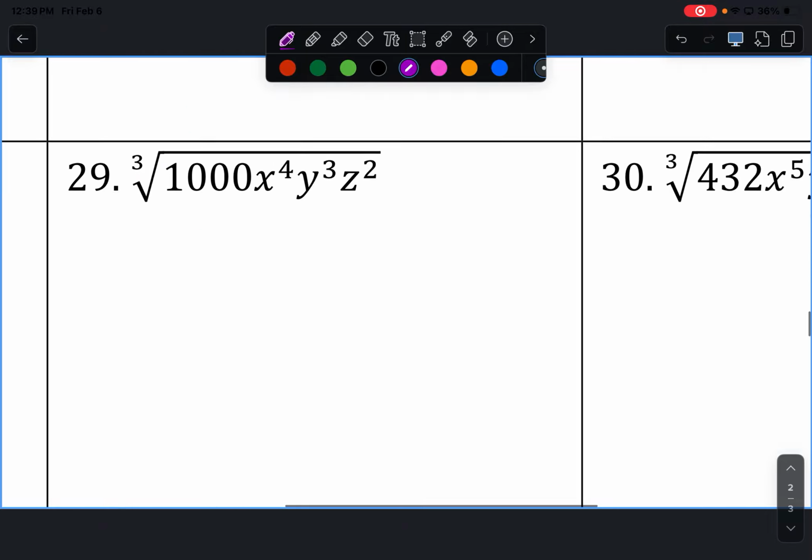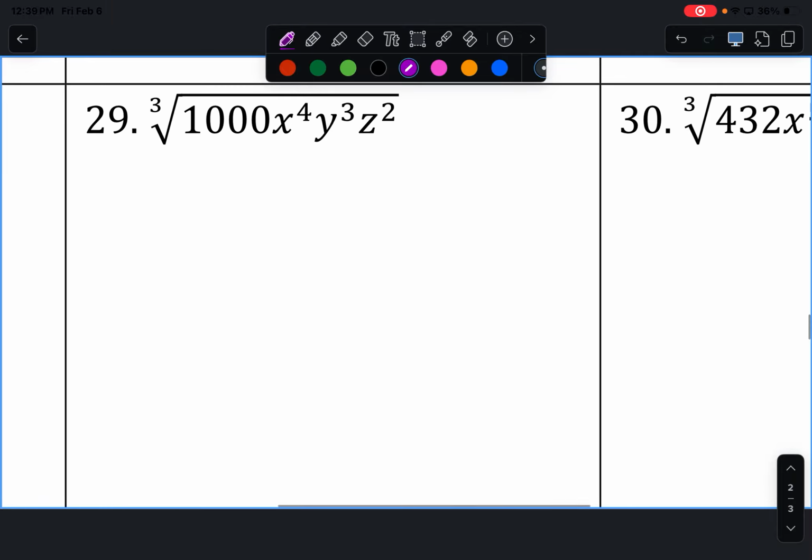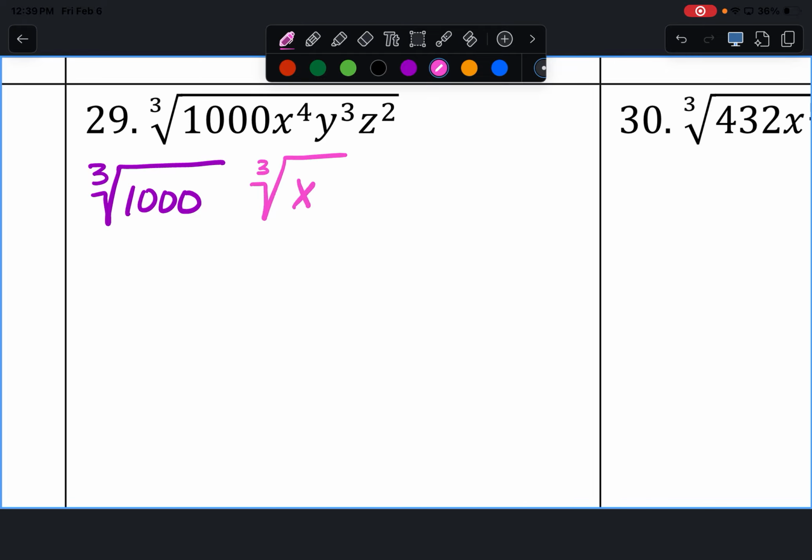Okay, so for question 29, we're going to break this into pieces. We have the cube root of 1,000, the cube root of x to the 4th, the cube root of y to the 3rd, and the cube root of z squared. So, what is the biggest perfect cube that can go into 1,000? Oh, yeah. 1,000 is a perfect cube, so what is the cube root of 1,000?